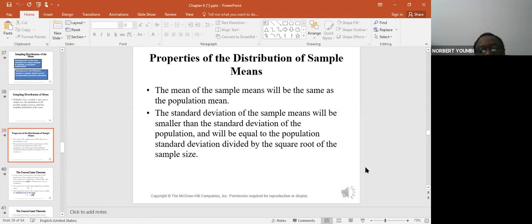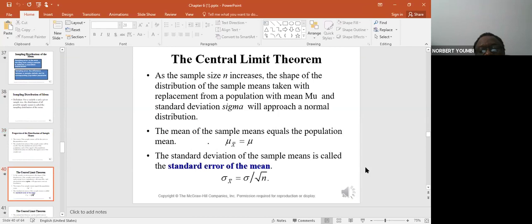In addition, the mean of the distribution of sample mean is the same as the population mean, and the standard deviation of the distribution of sample mean is the standard deviation of the population divided by square root of n, where n is the sample size. So these two pieces of information are very important when a question is asked about the sample mean. The mean is the same as the population mean. The standard deviation is the population standard deviation divided by square root of n.